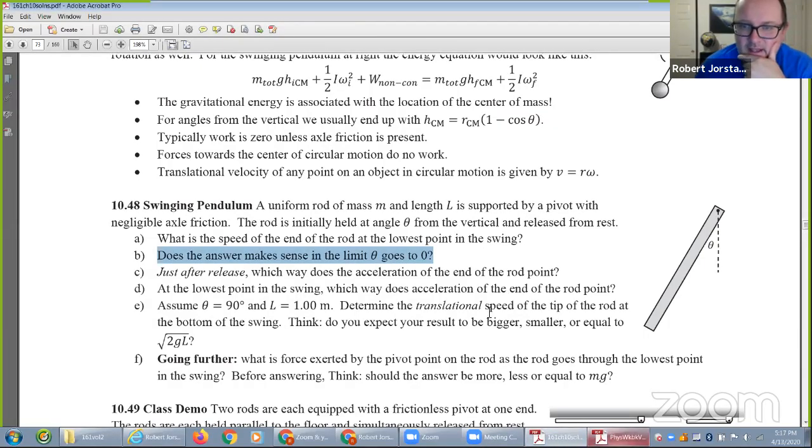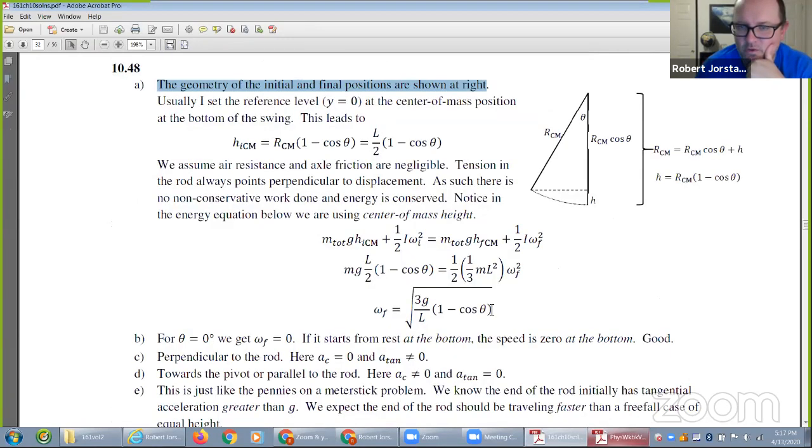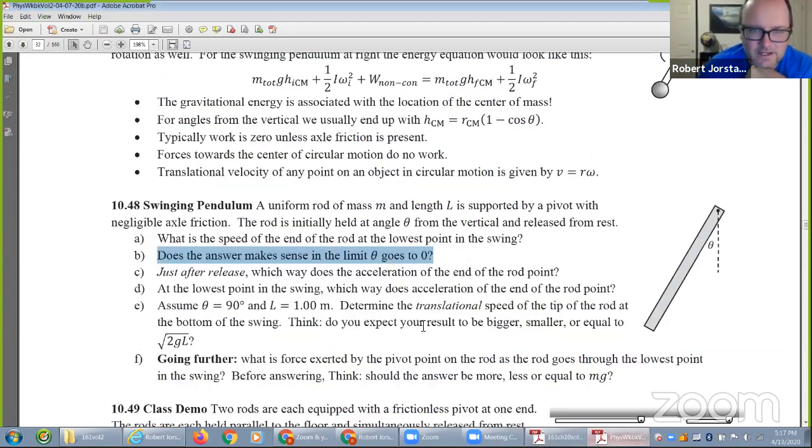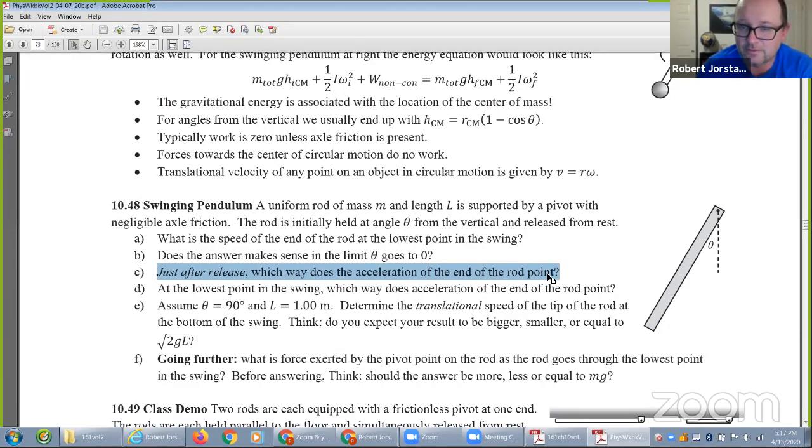Hopefully it does. As theta goes to 0, cosine theta goes to 1, which means this goes to 0, which means omega goes to 0, which means V goes to 0. So if you start this thing at the bottom, the speed is 0 at the bottom. Sweet. All right. Let's go back and take a look at the next part. Just after release, which way does acceleration of the end of the rod point?